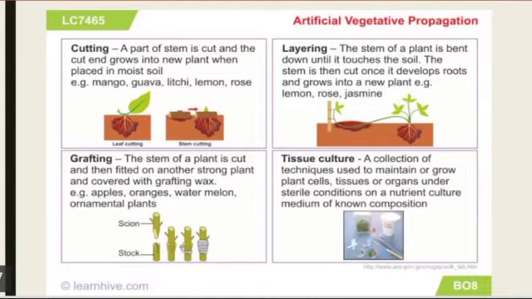And the last, that is tissue culture. It is a collection of techniques used to maintain or grow plant cells, tissues, or organs under sterile conditions on a nutrient culture medium of known composition. Here I will be going to discuss layering, grafting, and tissue culture in a little more detailed way.